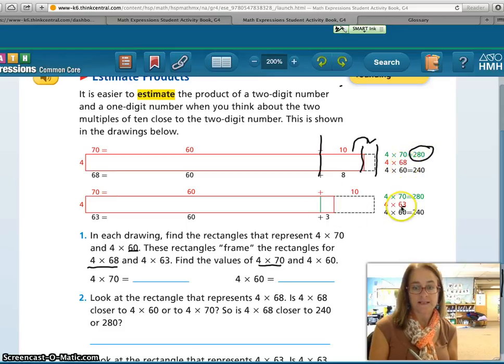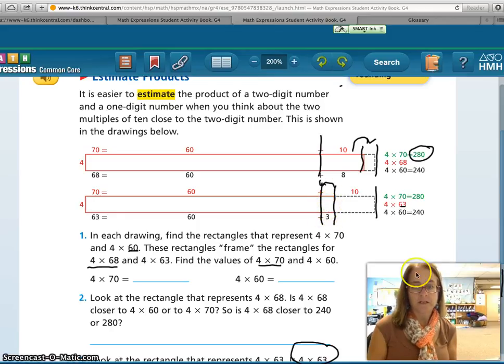Here they looked at 63. Okay, so we're going to scroll. That would be down here on this one. They looked at 63. And they said, well, 4 groups of 60 would put you here, 4 groups of 70 would put you here, 4 groups of 63 would put you here. 63 would round down to 60, and that would be a closer estimate.